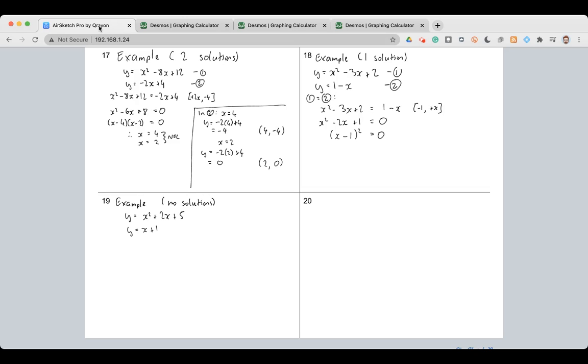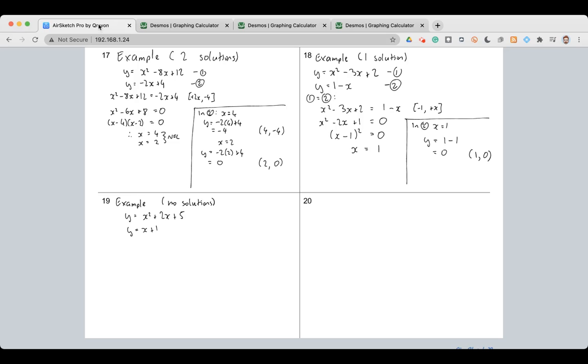We call this a double zero because it's a repeated factor. It's x minus 1 times x minus 1, and it gives us just the one solution of x equal to 1. And then we can substitute in the easiest one, which is y equals 1 minus x. So in equation 2, x equals 1, and we get y equals 1 minus 1, which equals 0. So we've got a solution of 1 comma 0.